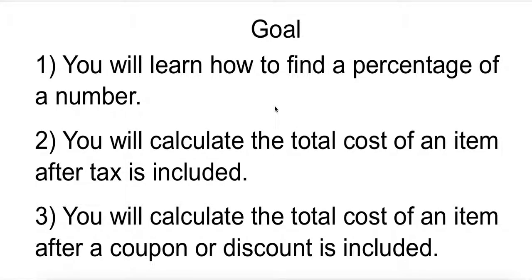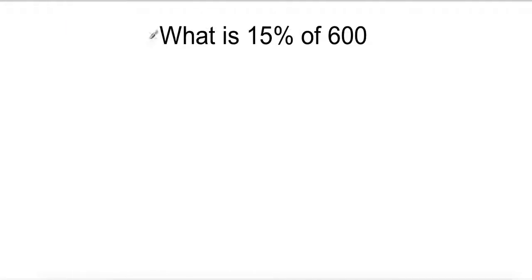In this video, we're going to have three goals. The first of which will be to find the percentage of a number. The second of which will be to find the total cost of an item after taxes included. And the third and final goal will be to calculate the total cost of an item after a coupon or a discount is included. So to reach our first goal, we're going to go through this first example.